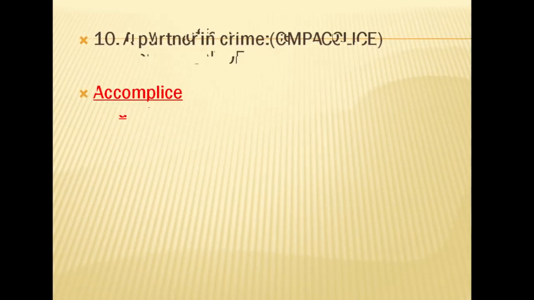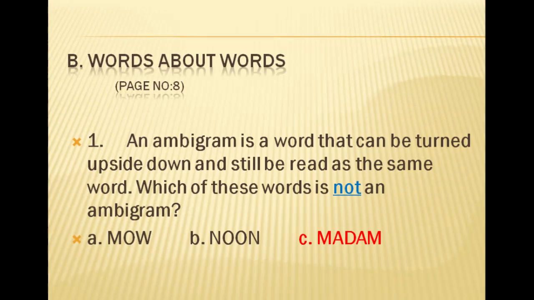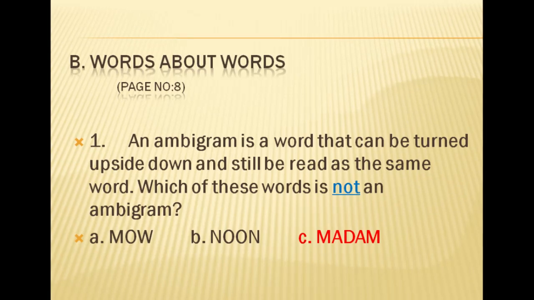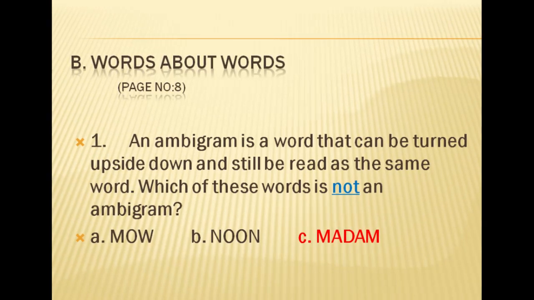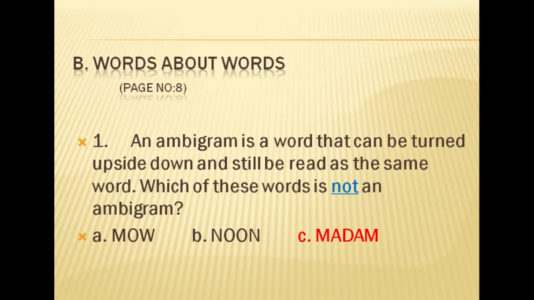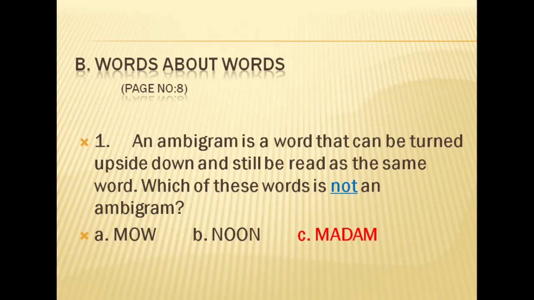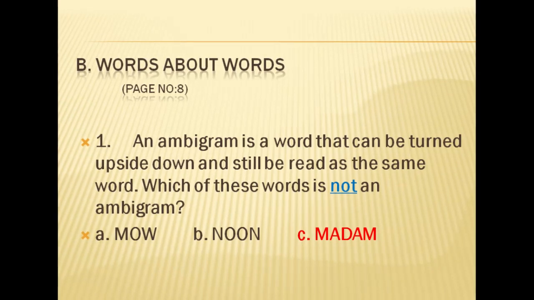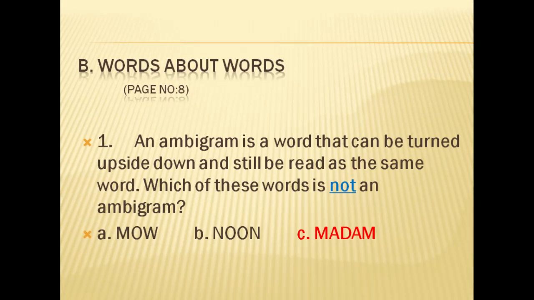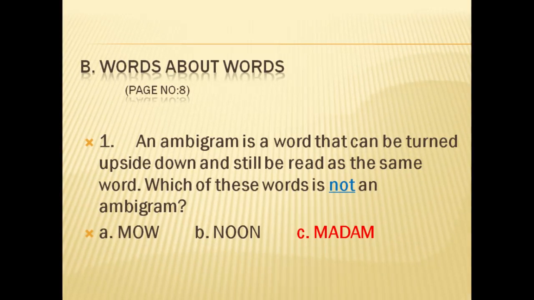Okay, now we are moving to the B part. What's about words? Spot the knot. An ambigram is a word that can be turned upside down and still be read as the same word. Which of these words is not an ambigram? See, the answer is man.